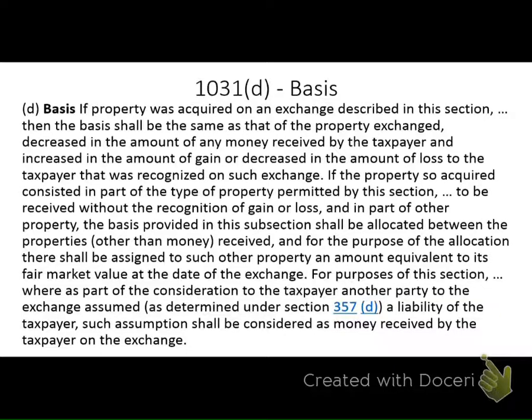So if we're talking about switching like-kind properties, that A-type transaction, then there's no other property involved, so we keep our own basis. If we're talking about a B-type transaction or a C-type transaction, then we have to apply this formula in 1031(d).